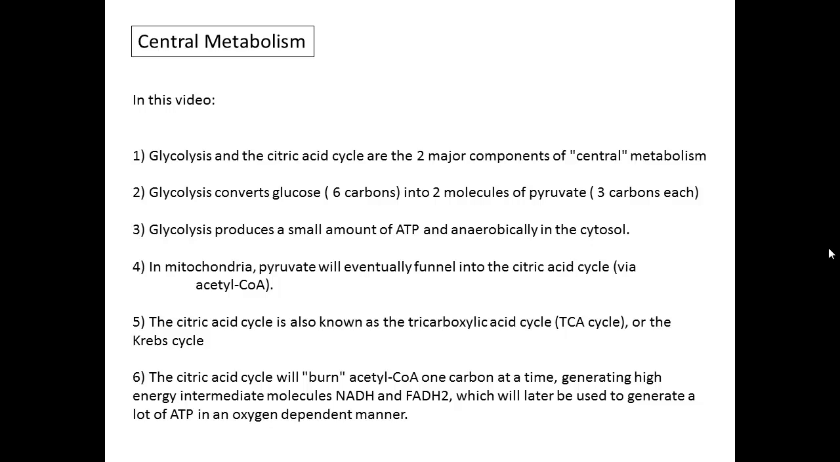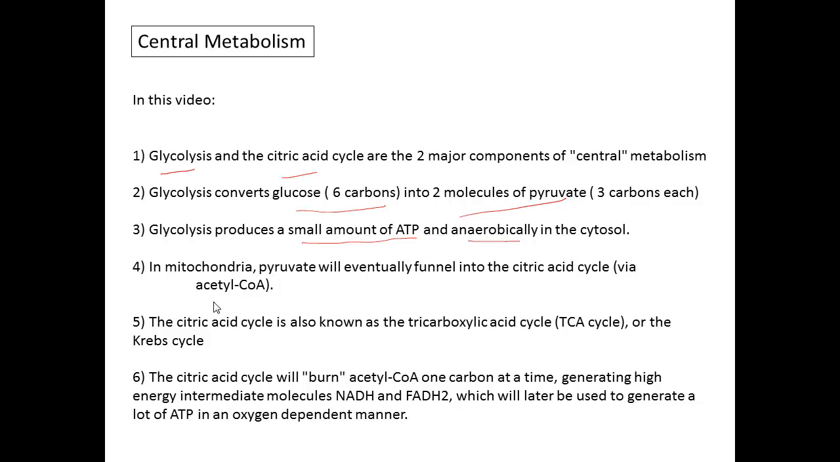Hi there. In this video we'll discuss central metabolism, which as we saw is the two processes of glycolysis and the citric acid cycle. Glycolysis converts glucose, which is 6 carbons, into 2 molecules of pyruvate, which is 3 carbons each. This occurs in the cytosol. It's anaerobic and it produces a small amount of ATP.